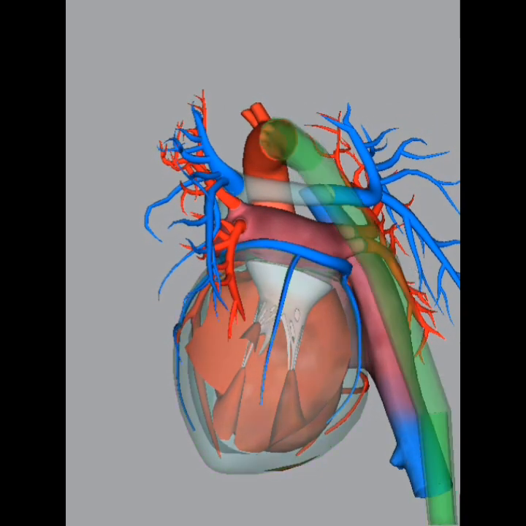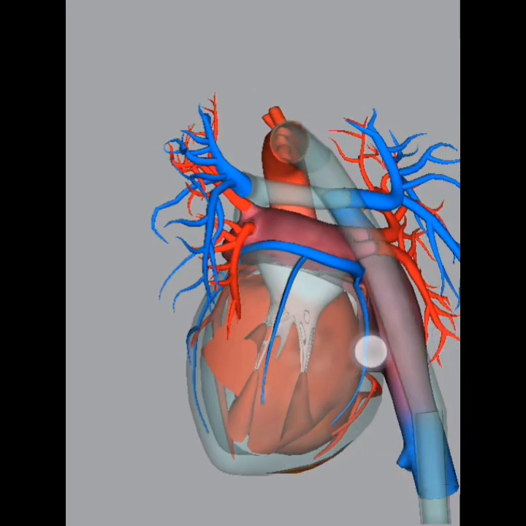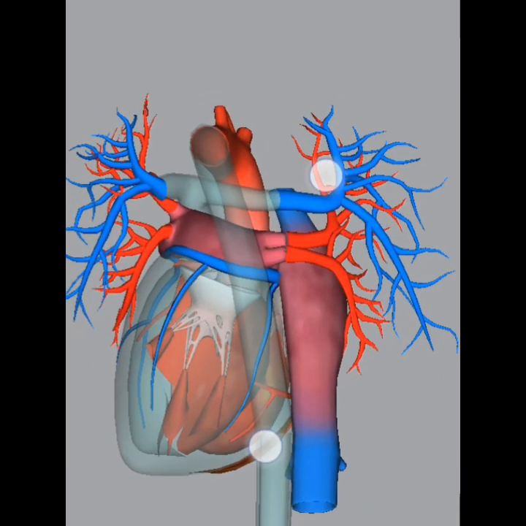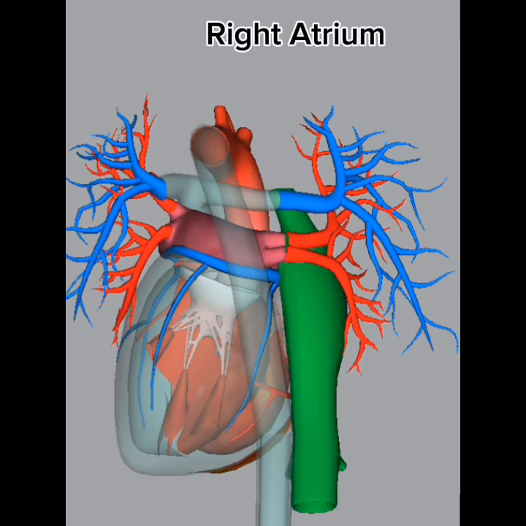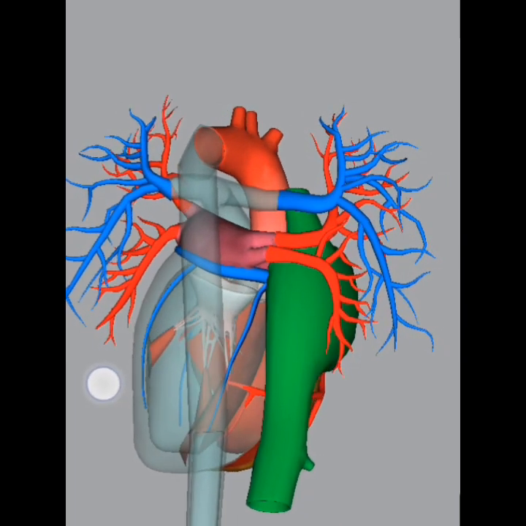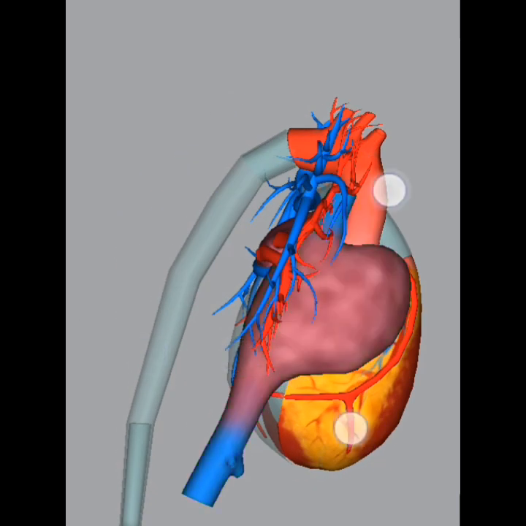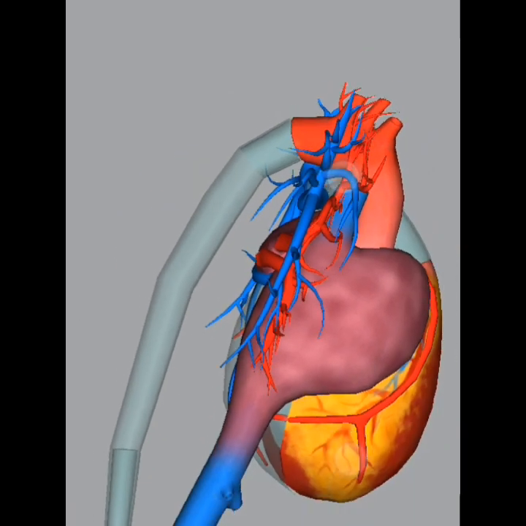So you can see that it has a connection with the right atrium, which is here. This one here is the right atrium. So all these smaller branches drain to the coronary sinus, and this sinus has its connection with the right atrium. And we remember that the right atrium receives deoxygenated blood from all parts of the body.